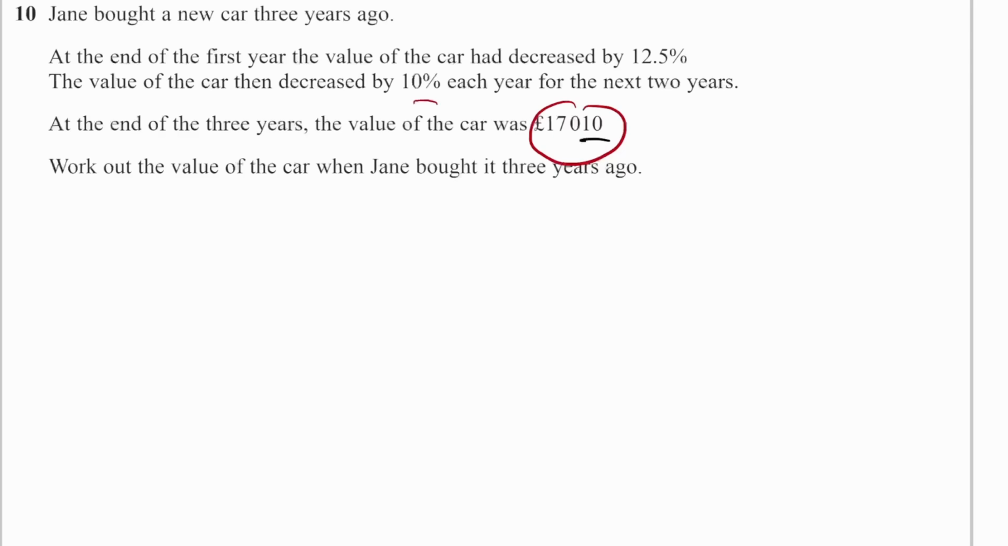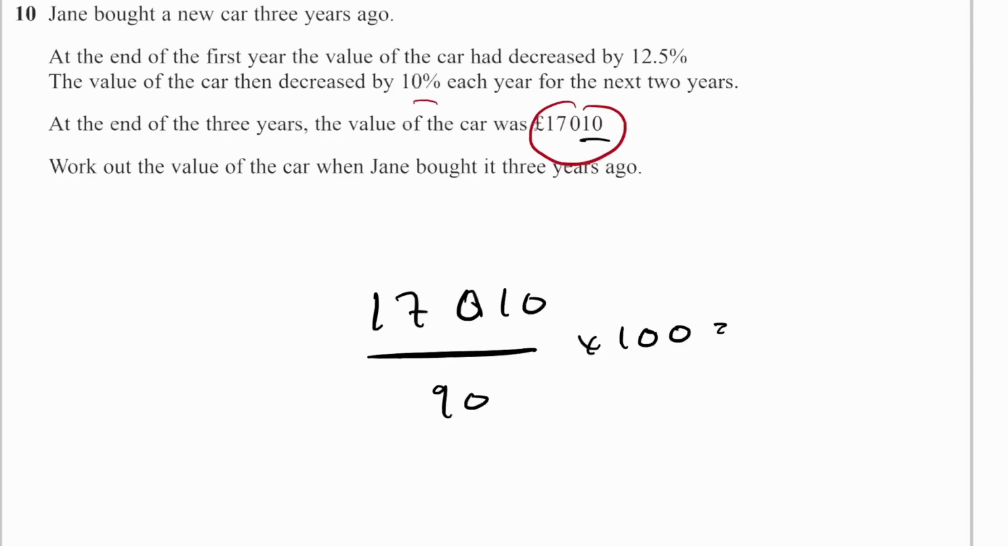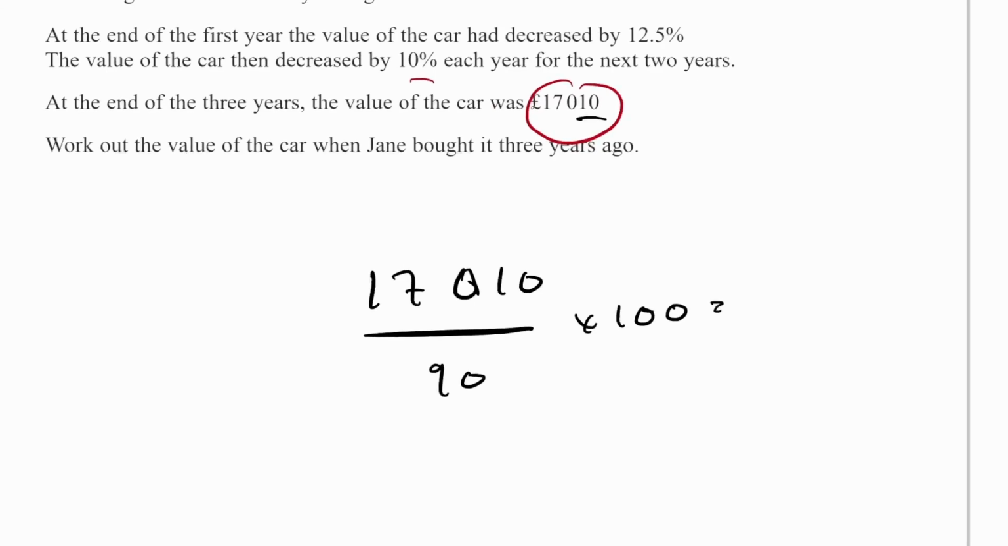So we can work out what it would have been worth at the end of the second year by simply saying that £17,010 was actually 90% of the value at the beginning of the year, remember, because it lost 10%. So if you divide through by 90 and multiply by 100, then we should get the value at the beginning of the third year, okay? At the end of the second year or the beginning of the third year. So if you do that in your calculator, you should get 18,900.